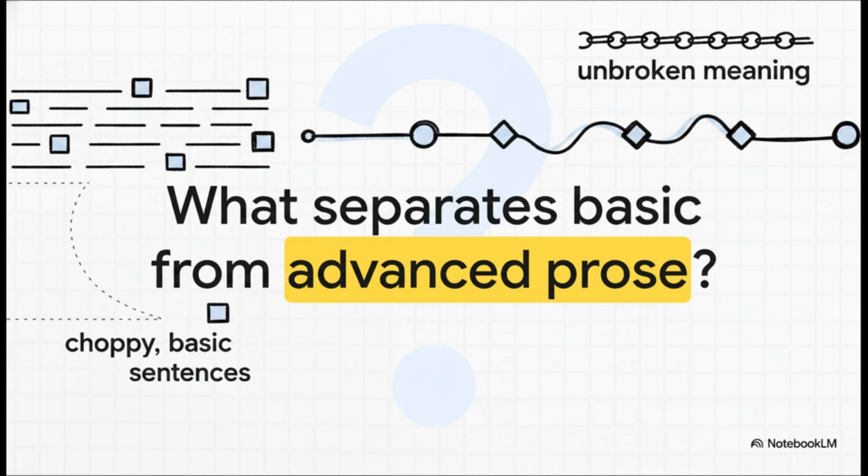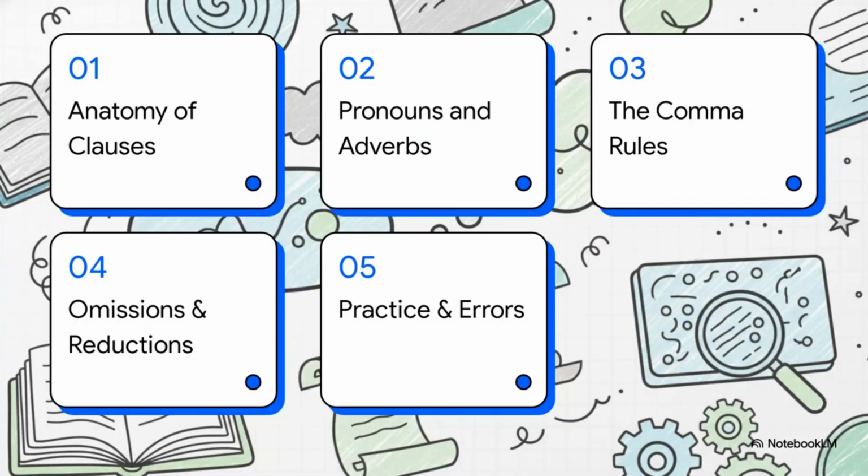So, what actually separates functional writing from advanced academic prose? Well, what's kind of fascinating is that the secret isn't just stuffing your sentences with massive vocabulary words. Actually, scratch that. It's mostly about how precisely you connect your ideas. It's about density. We want to stop using those choppy, basic sentences and step into a flow of exact, unbroken meaning. All right, here is our agenda. We'll be covering the anatomy of defining clauses, relative pronouns and adverbs, the commas rule everything, advanced omissions and reductions, and finally, practice and common errors.